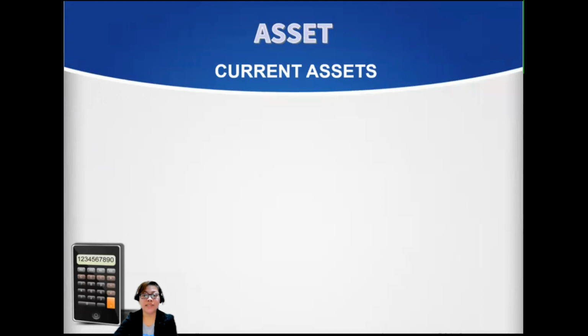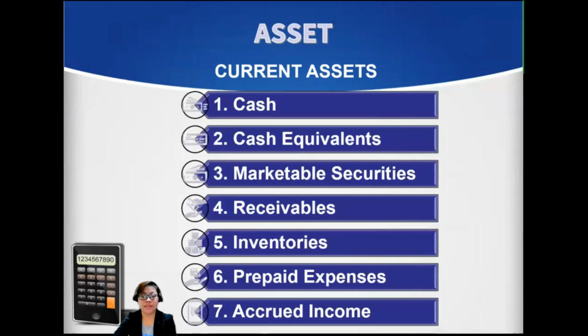Okay, so assets are classified as current assets and non-current assets. So let's talk about current assets. In current assets, there are assets that can easily be liquidated within a year. So they are short-term assets. We have cash, cash equivalents, marketable securities, receivables, inventories, prepaid expenses, and accrued income.